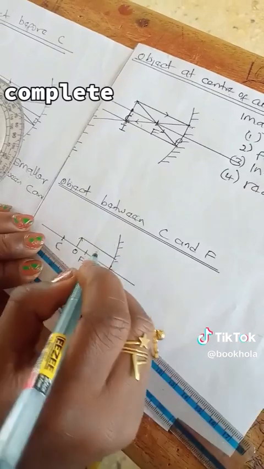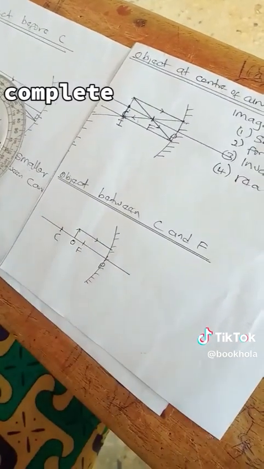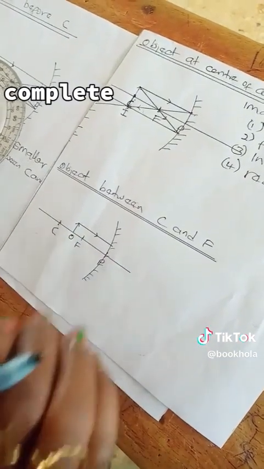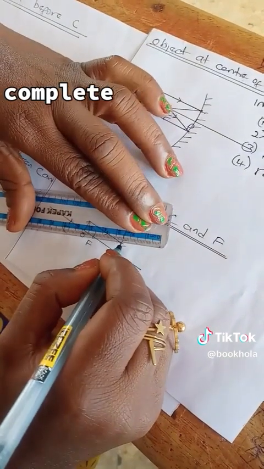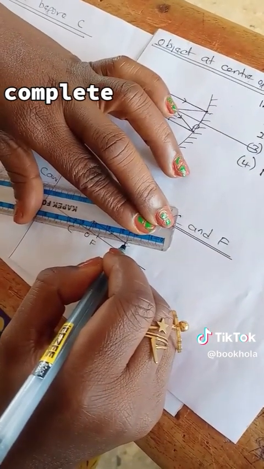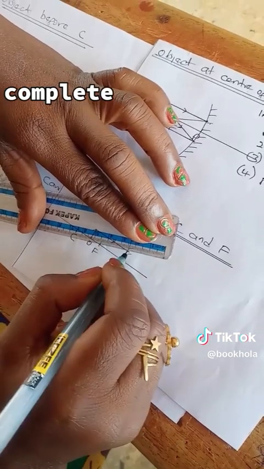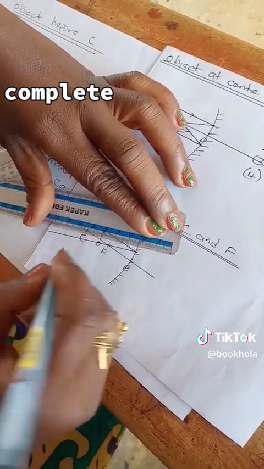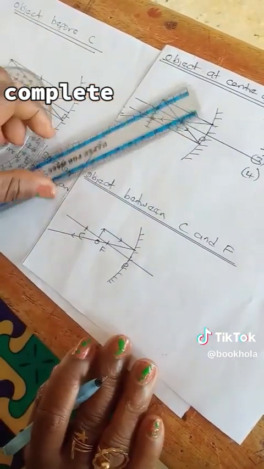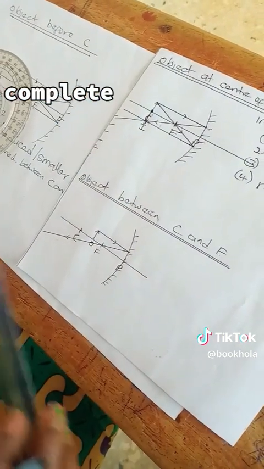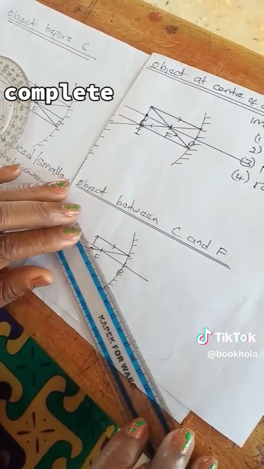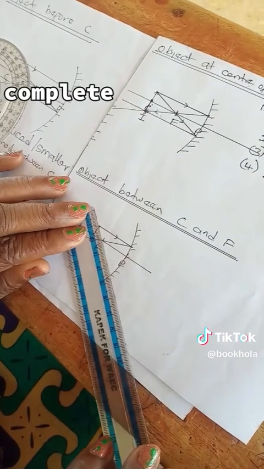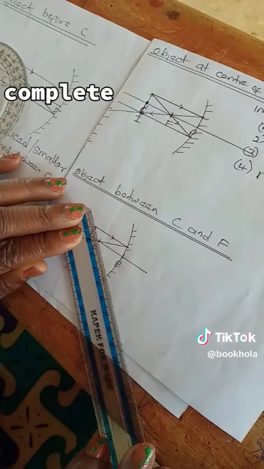If we do this, put your arrowhead, what will happen now? From what you have seen before, it will pass through the principal focus. The ray is going to pass through the principal focus. So we have this. Can you see this? So what is the next thing? Now we are going to make a ray pass through the principal focus from the object.